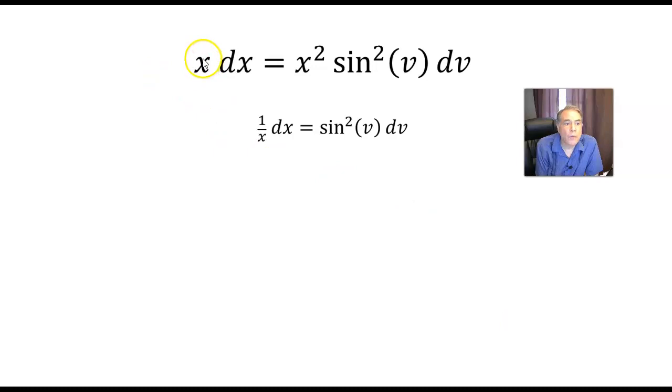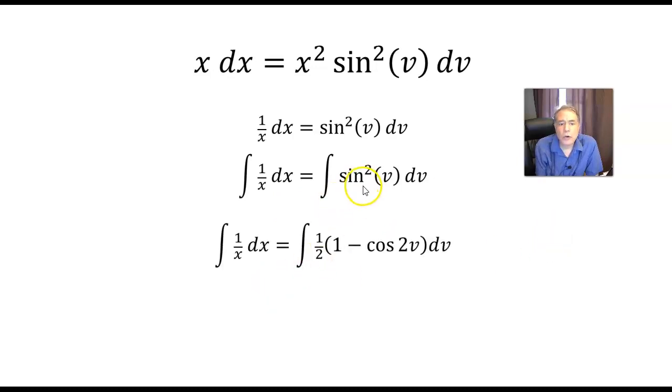When I do that, over here, the x divided by x squared simplifies to 1 over x in front of the dx. And over here, we just divided away the x squared, so we're left with sine squared v dv. Now we have separated the variables, and we're ready to integrate both sides. The integral of 1 over x dx equals the integral of sine squared v dv.